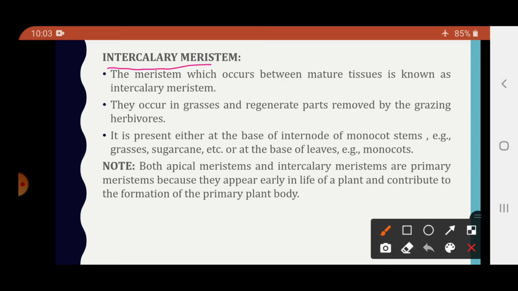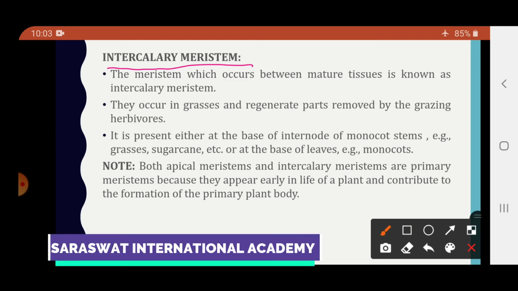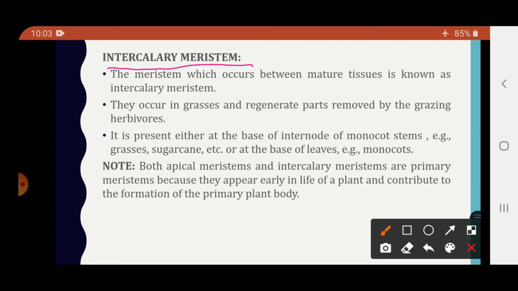The next one is the intercalary meristem. So what is intercalary meristem? इंटर यानी बीच में, यानी दो मैच्योर टिश्यूज़ के बीच में जो मेरिस्टम होता है, that is called as the intercalary meristem. The meristem which occurs between the mature tissues is known as the intercalary meristem. They occur in grasses and regenerate the parts removed by the grazing herbivores.